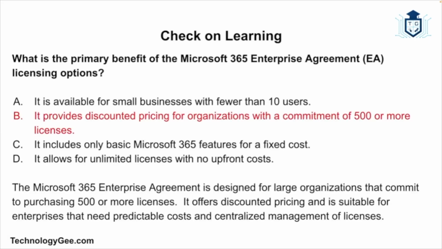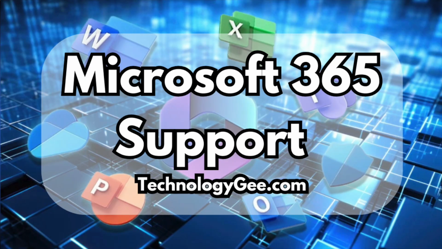And the correct answer is it provides discounted pricing for organizations with a commitment of 500 or more licenses. So the Microsoft 365 Enterprise Agreement is designed for large organizations that commit to purchasing 500 or more licenses. It offers discounted pricing and is suitable for enterprises that need predictable costs and centralized management of licenses.